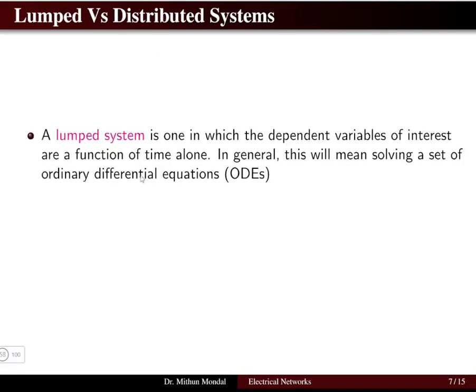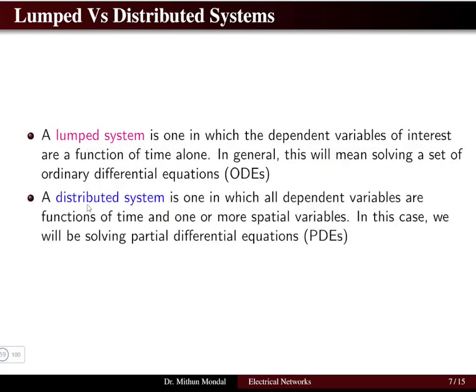It is very important to understand the difference between the lumped and the distributed system. We have already introduced the lumped and the distributed network. Let us see in detail. A lumped system is one in which the dependent variables of interest are a function of time alone. In general, we will be solving a set of ordinary differential equations. So there is only one parameter on which the system depends, which is time, and the equations for the circuit will be ordinary differential equations.